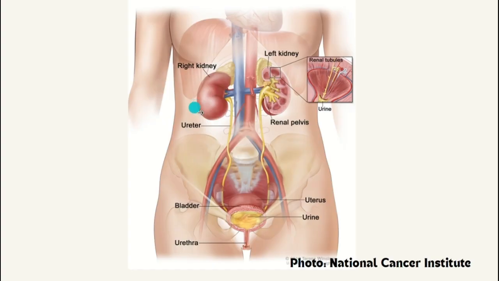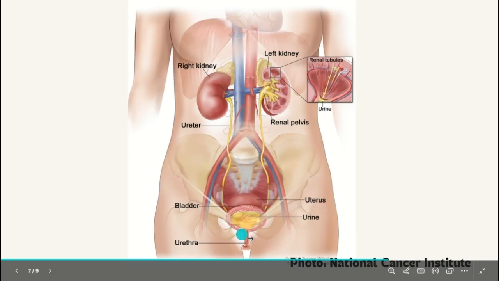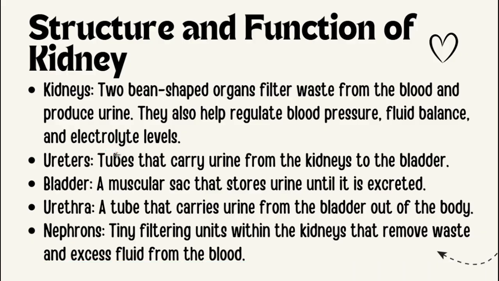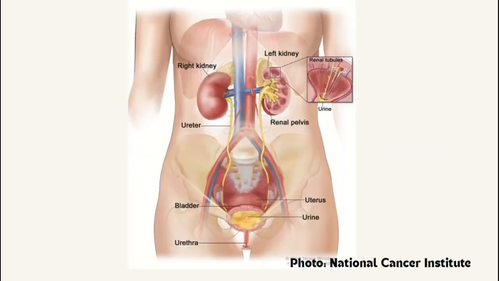So you work with the kidney, right? And inside we have the nephrons, the tiny urine-filtering units, and then the ureter brings the urine from the kidney. So after the nephrons filter, the urine goes from the kidney to the bladder, and the bladder stores it. When you decide you want to urinate, it passes out through the urethra, right? So that's basically the structure and function of the kidney. It's actually very simple. Just look at the diagram and follow it.